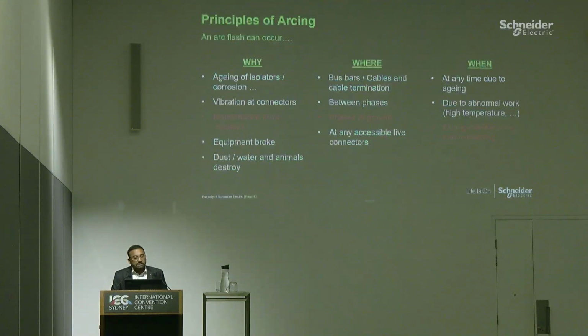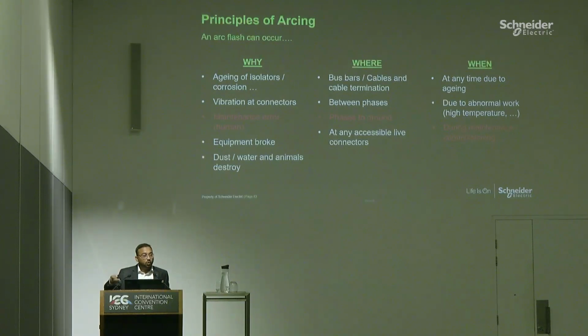From these myths, let's understand the principle of arc. Why, where, when? Why? Aging of isolators, vibrations at connectors. The red ones or the highlighted ones are more probable or have occurred more, which is human-driven maintenance errors. Equipment broke. In terms of where, as a rule of thumb, arcing sensors are prescribed to be positioned or located in 3 sections: busbar, cables, and circuit breaker.